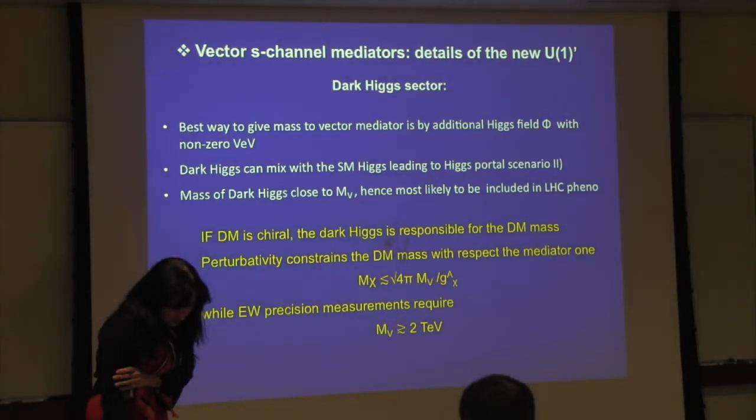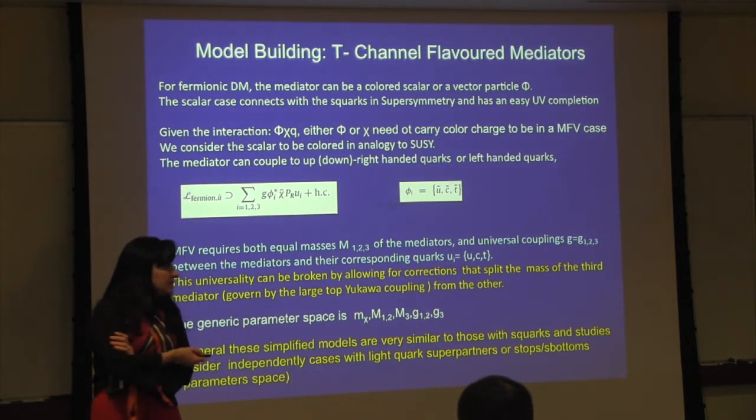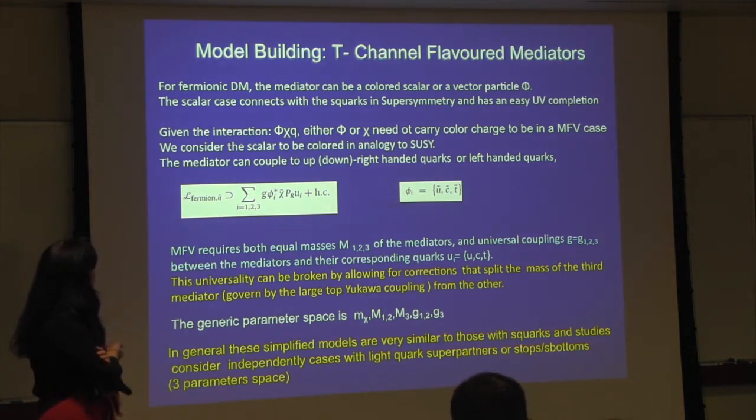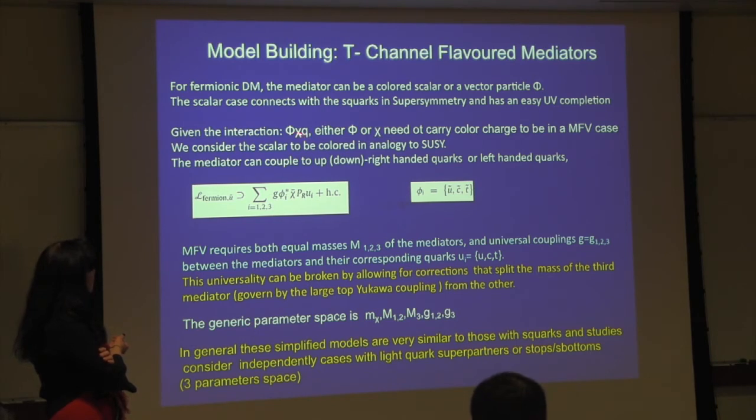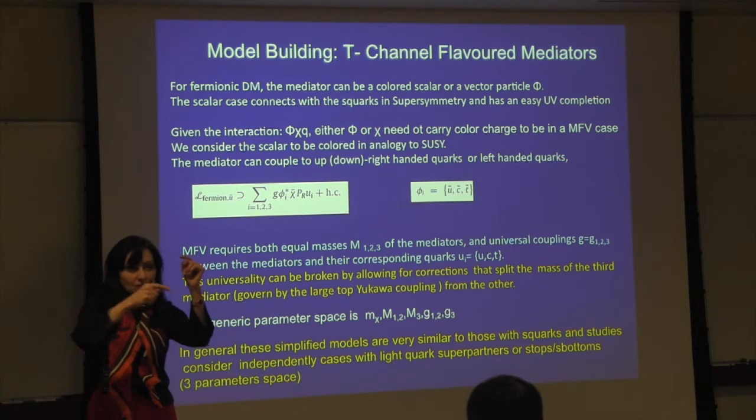Okay, so I think I will skip on this. The last part is the T mediator, the T-channel flavor mediator. In this case, the interaction is between the scalar, the dark matter, and the quark. Since we are thinking about producing this at the LHC, we are coming with quarks, correct?